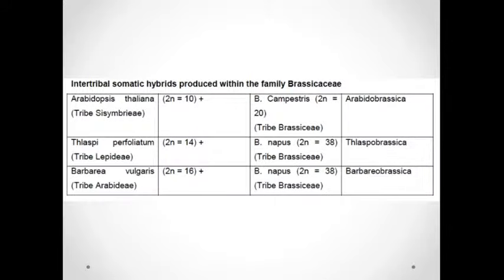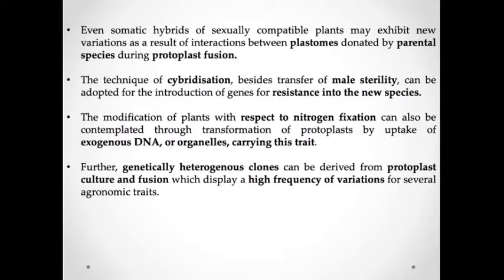And also intertribal, between different tribes, somatic hybrids produce the family Brassicaceae. So this is a totally new family that has been produced, with Arabidopsis thaliana crossed with Capsella bursa-pastoris to produce Arabidobrassica, also Thlaspibrassica and Barbareobrassica. With Brassica napus, you cross them with Thlaspi perfoliatum and Barbarea vulgaris. So you cross them and you get your species as you look for.